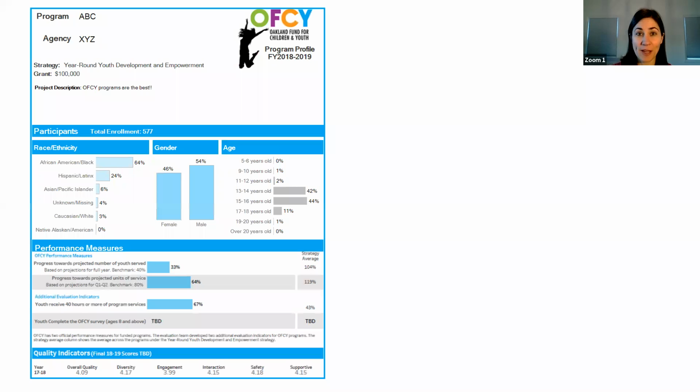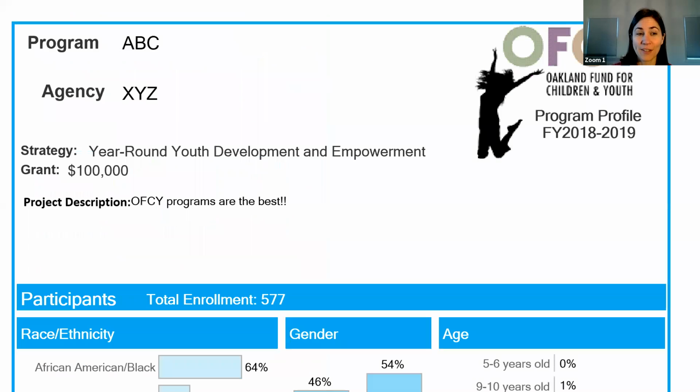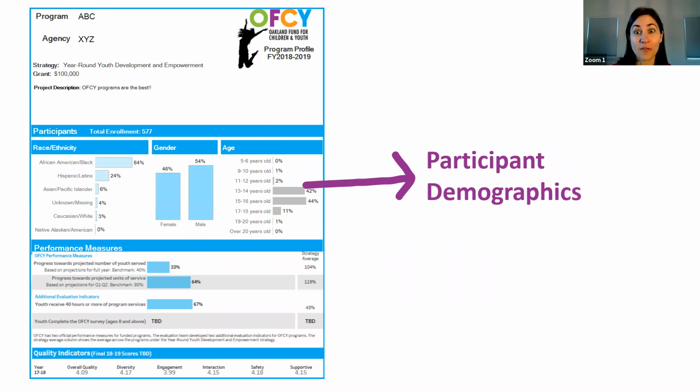So at the top of the first page of the report, you'll find program information. This includes your program name, your agency name, the strategy your program belongs to, the grant amount that you have received, and your project description that has been entered in CitySpan. If this description is no longer accurate, please update it in CitySpan and let us know as soon as you can. In the middle of the first page, you'll find your participants' demographics.